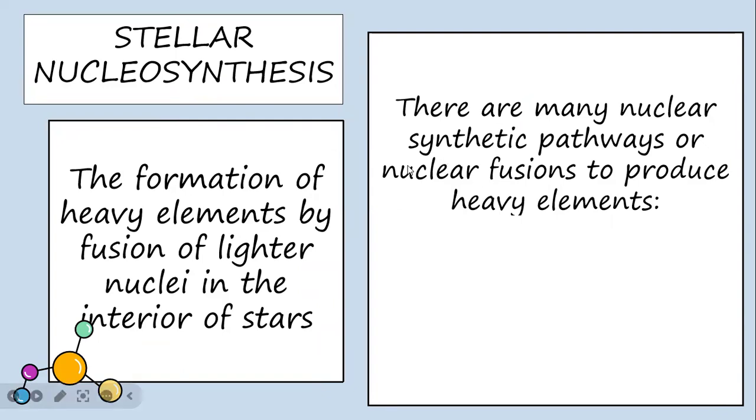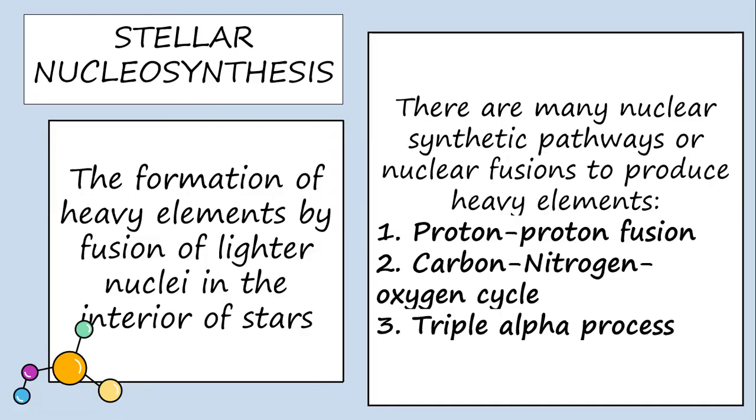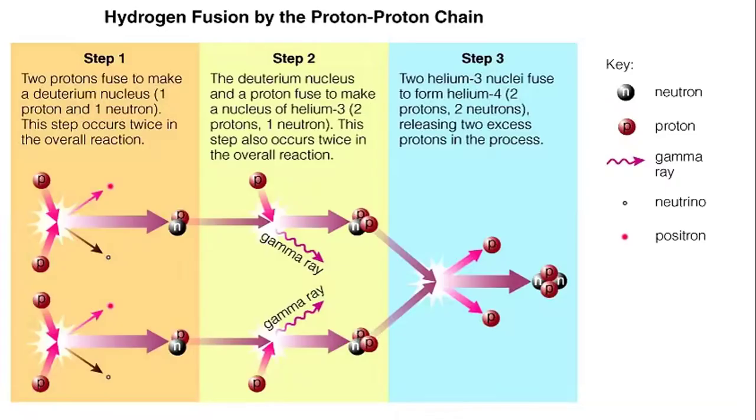Take note, there is a fusion of lighter nuclei in the interior of stars. This happens in stars. There are many nuclear synthetic pathways or nuclear fusions to produce heavy elements. We have the proton-proton fusion, the carbon-nitrogen-oxygen cycle, and the triple alpha process. We'll discuss each in the later slides. First, hydrogen fusion by the proton-proton chain.